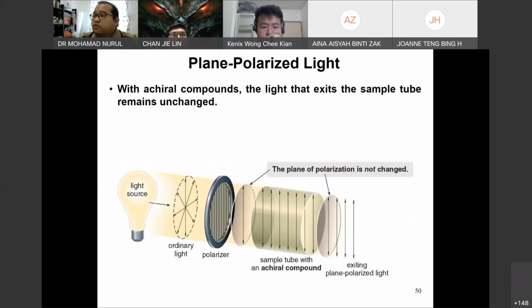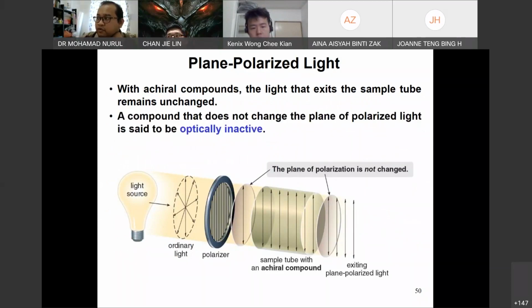So with achiral compounds, the light that exits the sample tube remains unchanged, because an achiral compound doesn't rotate the light. So the compound does not change the polarized light, and stays optically inactive. It doesn't have any effect when the light goes through the polarizer and into the sample tube, and doesn't give any angle to the light.